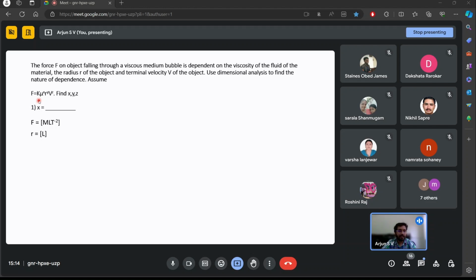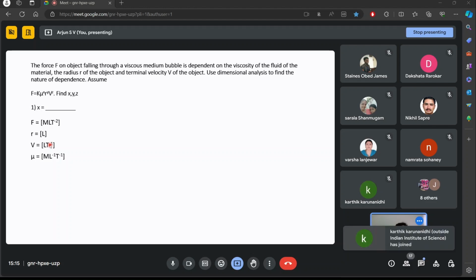And r is the radius. If you take a bubble, radius is basically the distance from the center of the bubble to the periphery of the bubble. So that is a length, and r's dimensions will be L. Velocity is meter per second, so the dimensions will be L T power minus 1. And viscosity, I think you could have also googled it. Viscosity is nothing but how viscous the nature of the fluid is. Viscosity's dimensions will be M L power minus 1 T power minus 1. So it's basically force per unit area. So we have the dimensions of all four quantities.